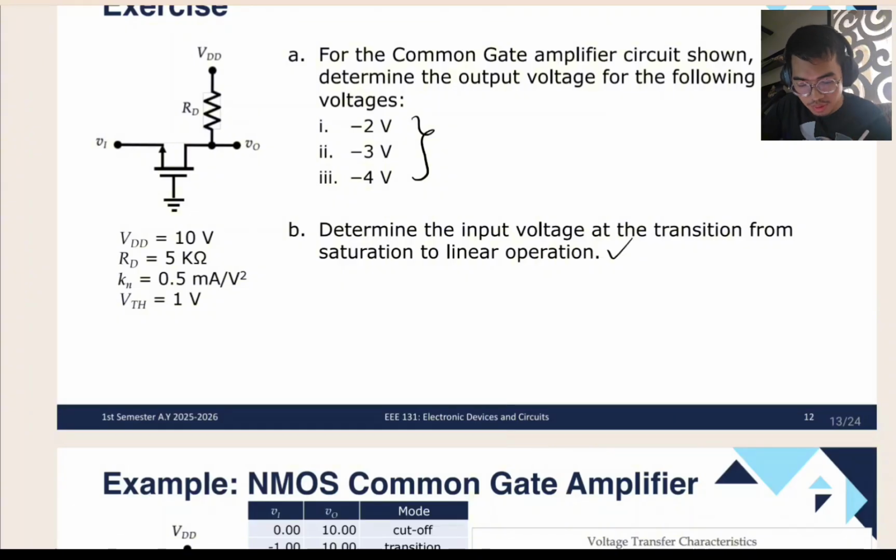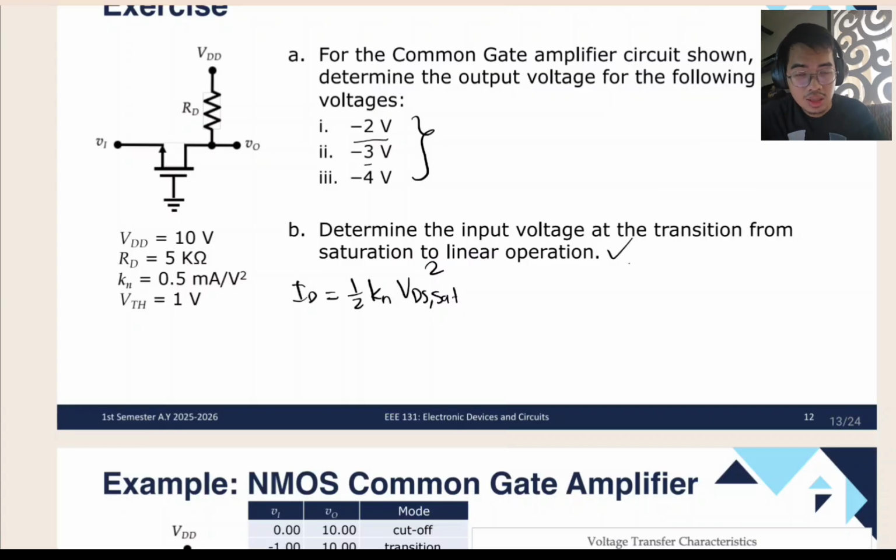If it was me, I would actually solve for this first, and then I will solve for A, because once I know the transition, then I will know the other values. So the first thing that we impose when we're at the saturation-linear transition is that ID is equal to 1/2 Kn VDS sat squared.